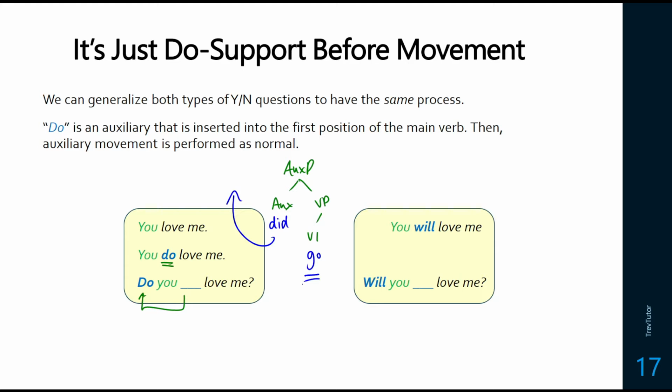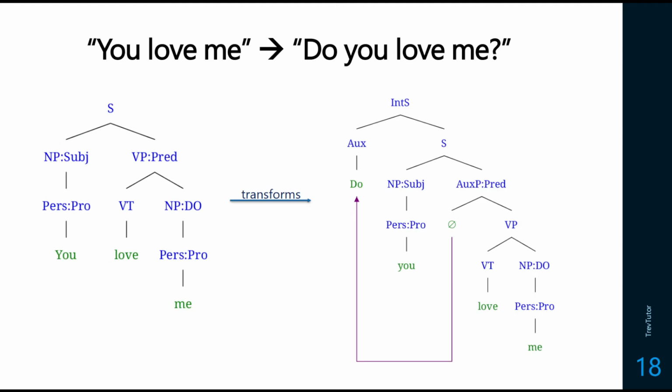So it's very similar to modals or when we have auxiliary elements. You will love me becomes will you love me. It's the same process. It's just an extra step. The extra step is add do. So the sentence you love me becomes do you love me?